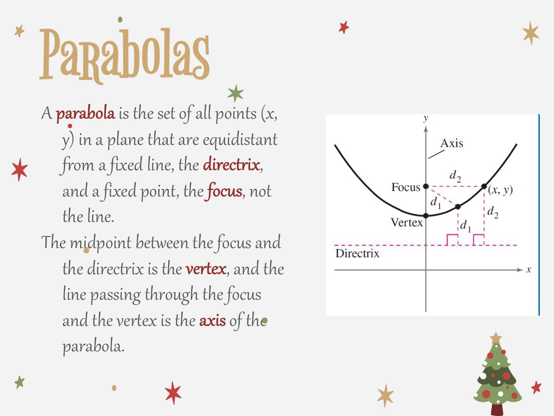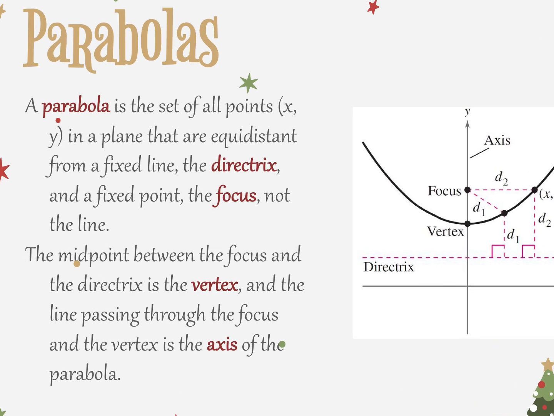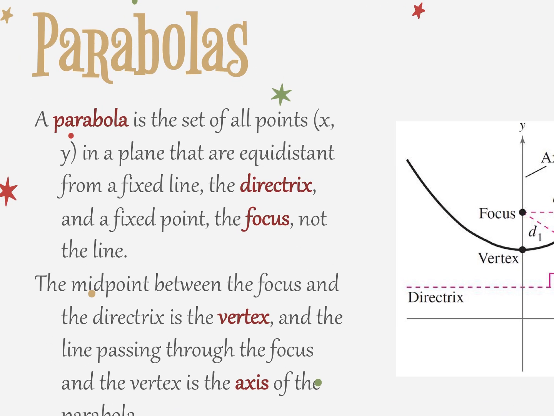All right, so a parabola, by definition, is the set of all points in a plane that are equidistant from a fixed line, the directrix, and a fixed point, the focus. The directrix is always going to be the equation of a line. One thing to note is that the directrix is going to face away from your parabola, and your focus is what your parabola is going to be facing.